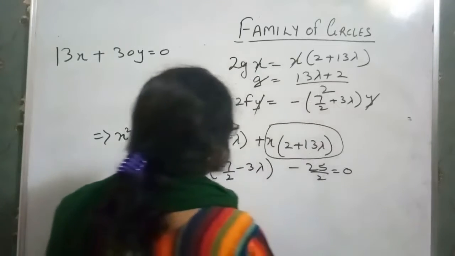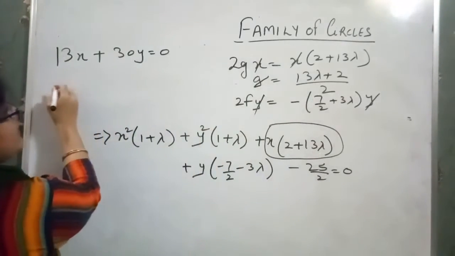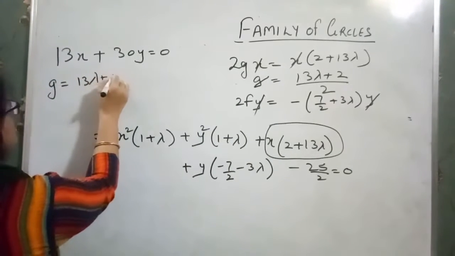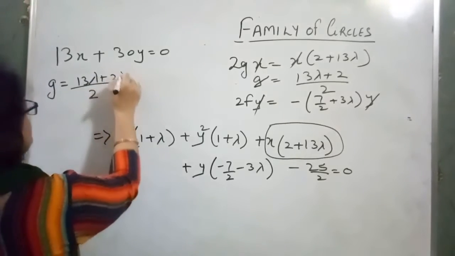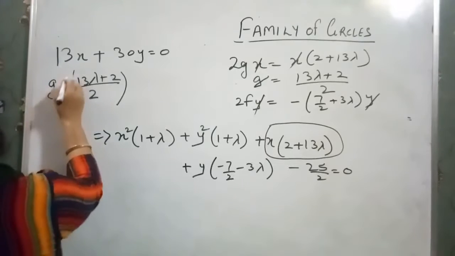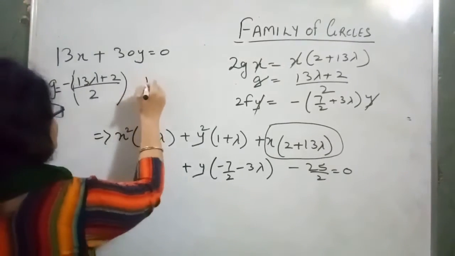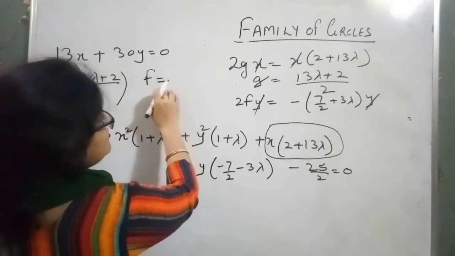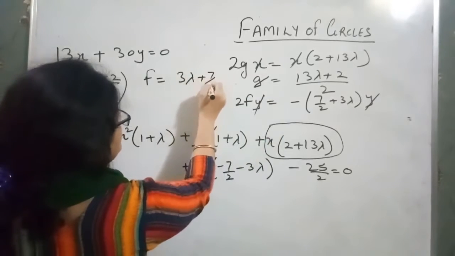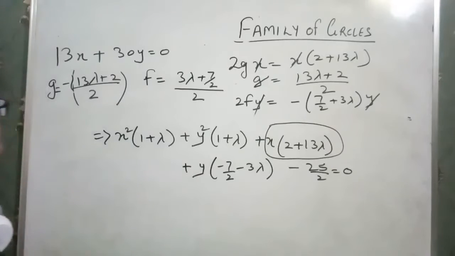So we need this equation. I am not going to rub that. Value of g is equal to (13 lambda plus 2) over 2. The center is minus, so I will take minus over here. Minus. Clear? Now the value of f is equal to minus; when you take minus, minus gets cancelled, (3 lambda plus 7 over 2) over 2. So this is the value of the coordinates of the center.